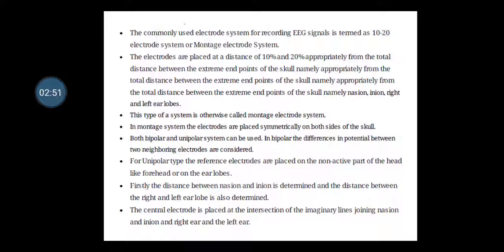In this system, the electrodes are placed systematically on both sides of the skull. Both bipolar and unipolar systems can be used. In bipolar, the difference in potential between two neighboring electrodes is considered. For unipolar, the reference electrodes are placed on a non-active part of the head like the forehead or the ear lobes. First, the distance between nasion and inion is determined, and the distance between the right and left ear lobes is also determined. The central electrode is placed at the intersection of the imaginary lines joining nasion and inion, and the right ear and the left ear.